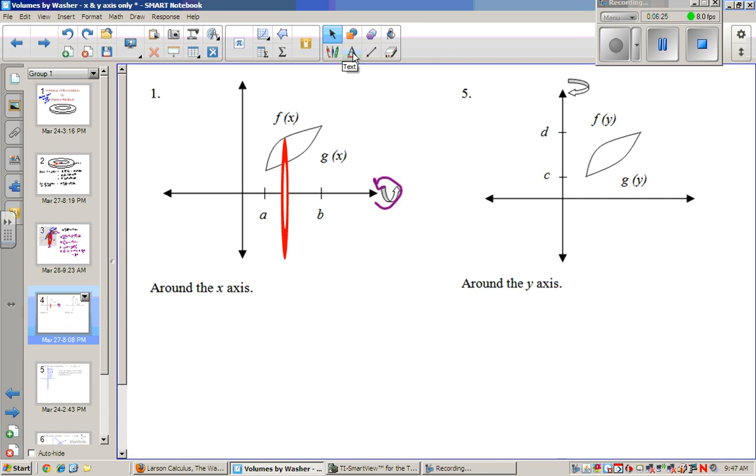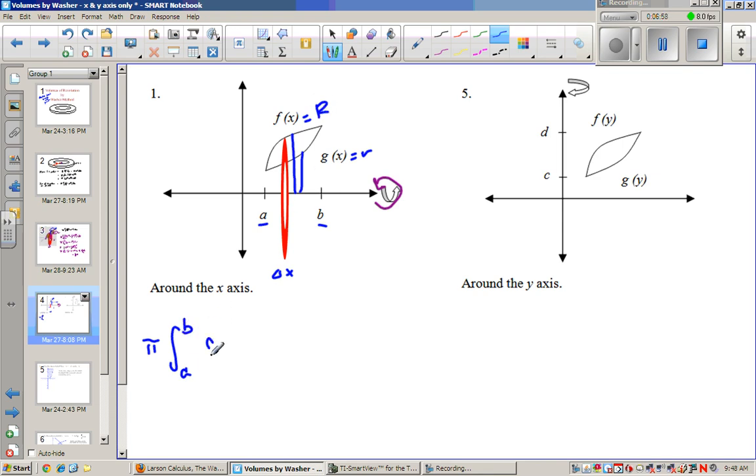And we can see that its thickness is going to be delta x, because we're going across like this for x. Our big radius goes up to this top function. That means f of x is big R. And our small radius goes up to the bottom function. So that means g of x is little r. And we can see our washers are going to be going all the way starting at a and ending at b. So our general formula is pi, the integral from a to b. Our big R is f. Our little r is g. And then we've got dx.